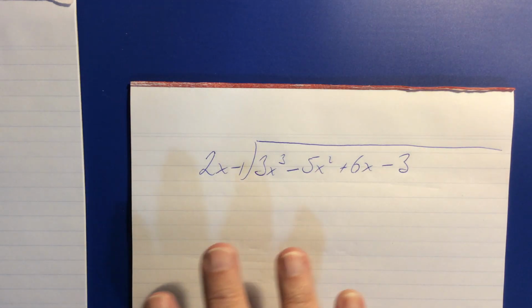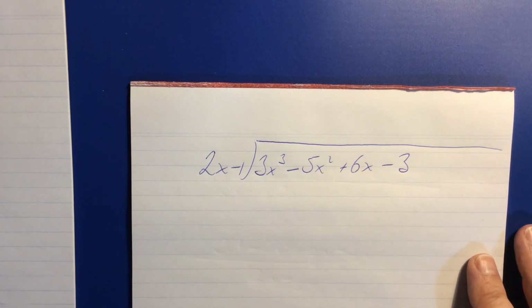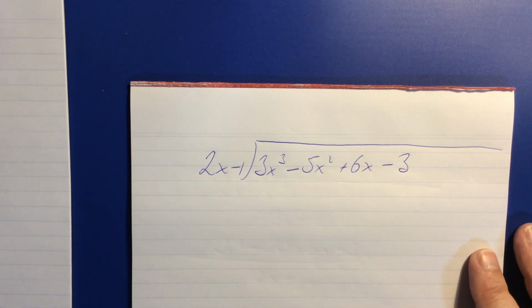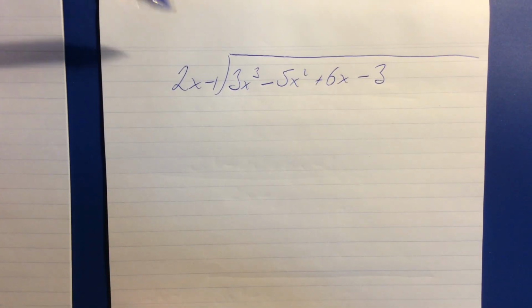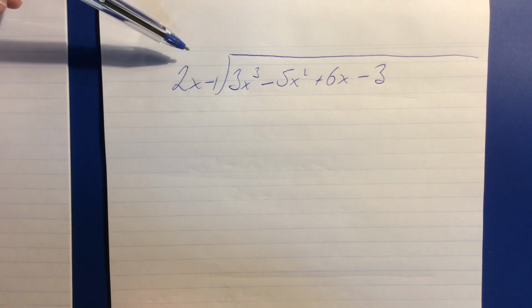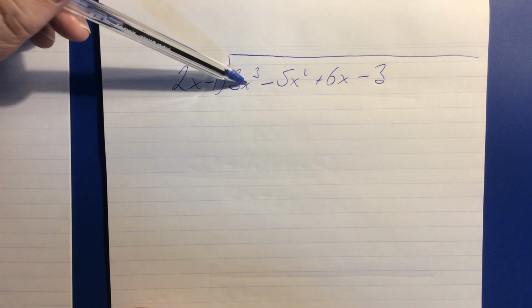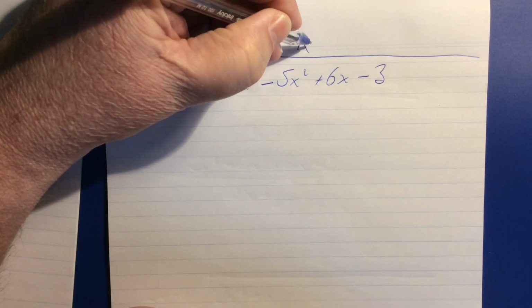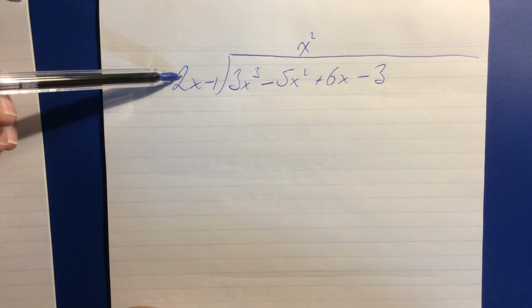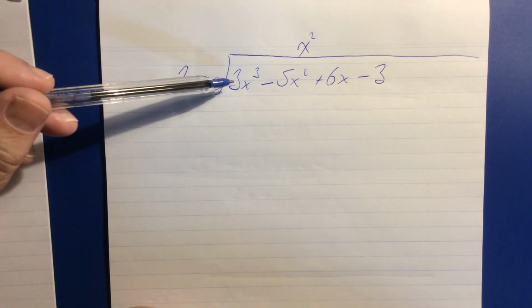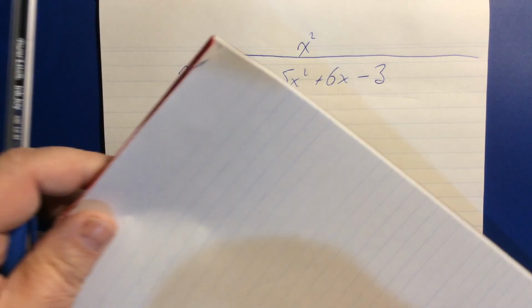I'm using long division, as the title suggests, and how I do this is I ask myself a series of questions, and as I answer them, I get my solutions. So my first question is, what do I have to do to x to get x cubed? And the answer is that I multiply it by x squared. My next question is, what do I have to do to 2 to get 3? And the answer is multiply it by something.